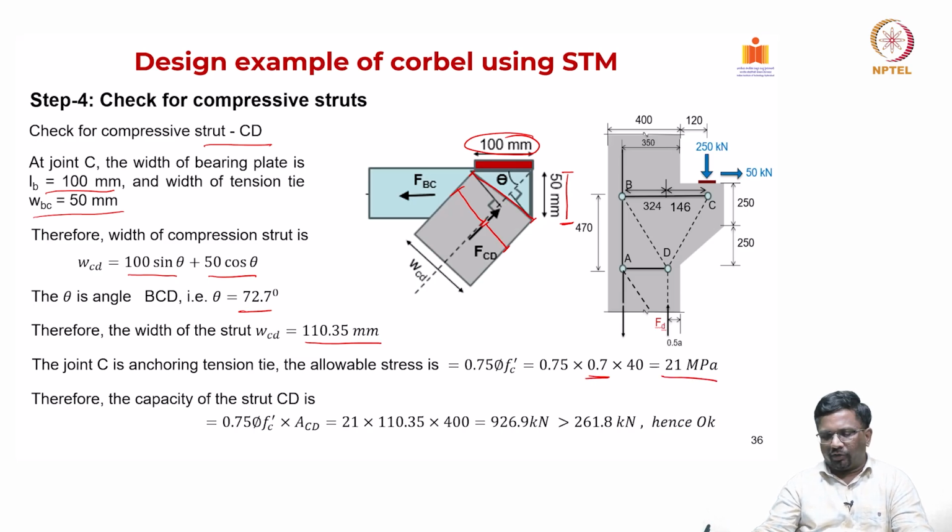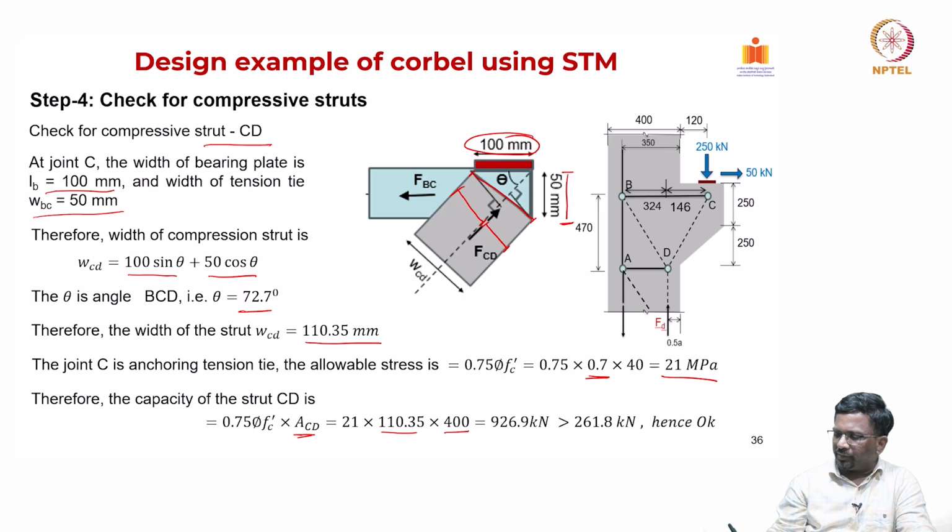So, that is about 21 megapascal. So, I can go back and put the allowable stress multiplied by the area of the strut. Now, the area of the strut, the only thing that we did not know was the width of the strut. Now that we have calculated it, the area of the strut will be 110.35, which is the width, multiplied by the thickness of the member on which it is acting, which is 400, right.